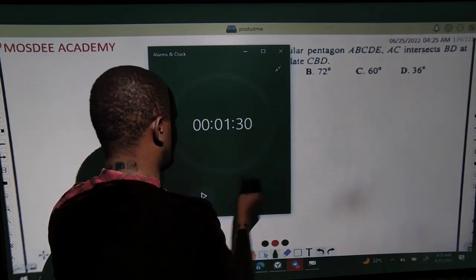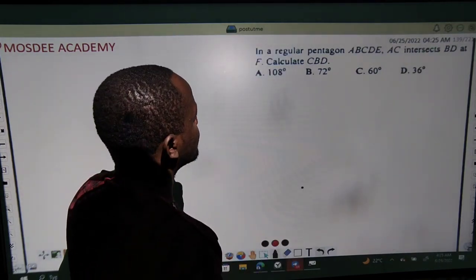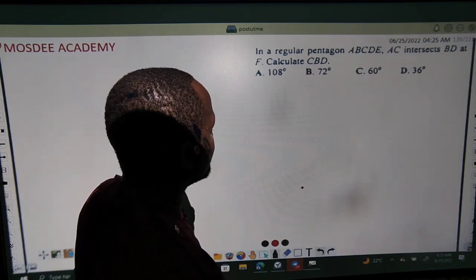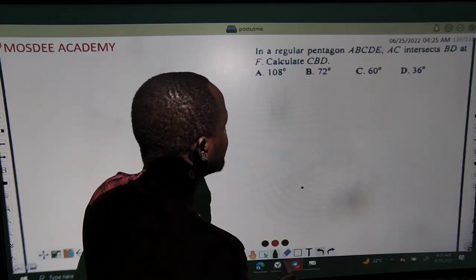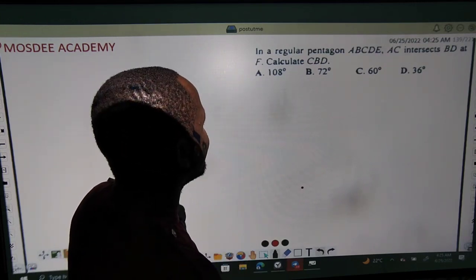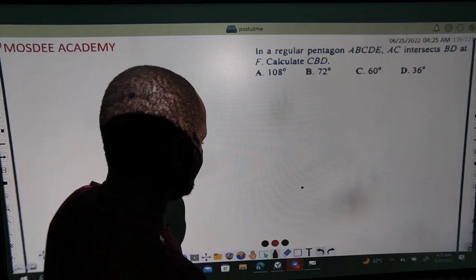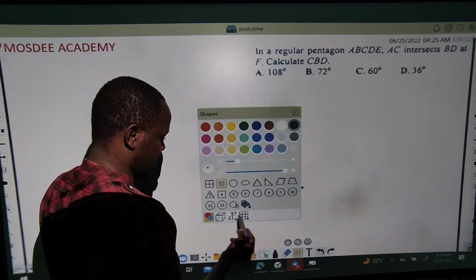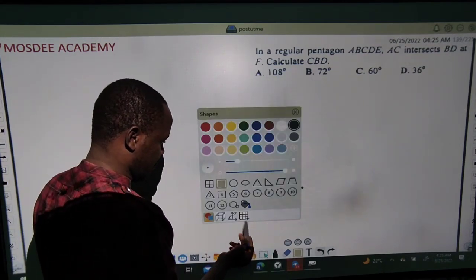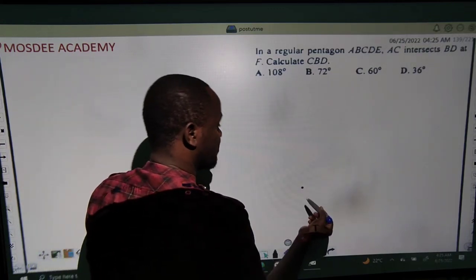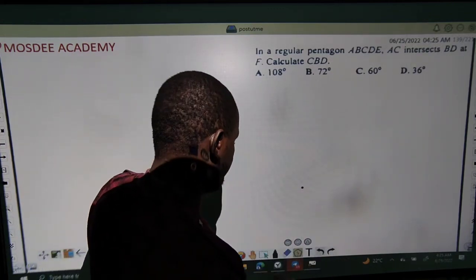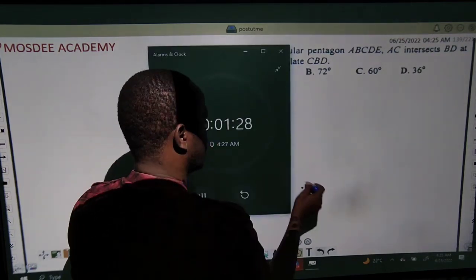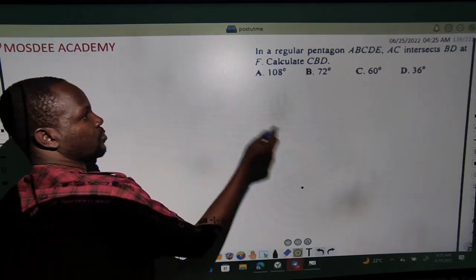I don't know which question this is I'm seeing on the screen. In a regular pentagon ABCDE, AC intersects BD at F, calculate CBD. This is just a question of diagram. I never even imagined there's a question of this nature in this set of questions. Just drawing a pentagon is a waste of time because all questions should be Post-UTME questions. Drawing a pentagon and all this is not what you see regularly in Post-UTME. So I expect Post-UTME questions to be picked.